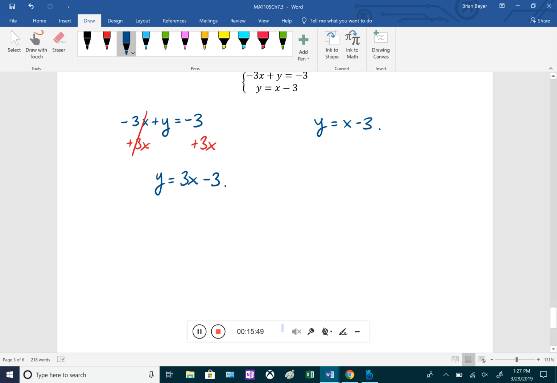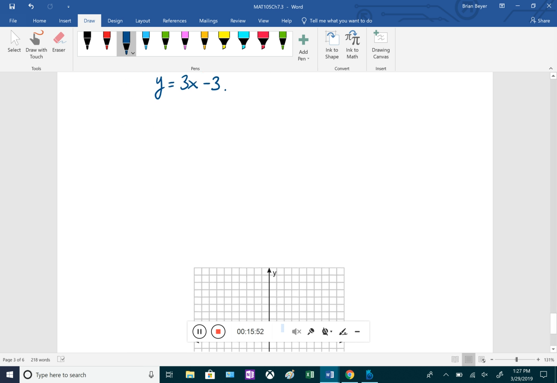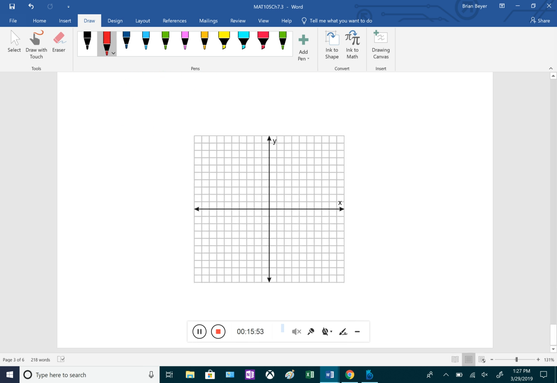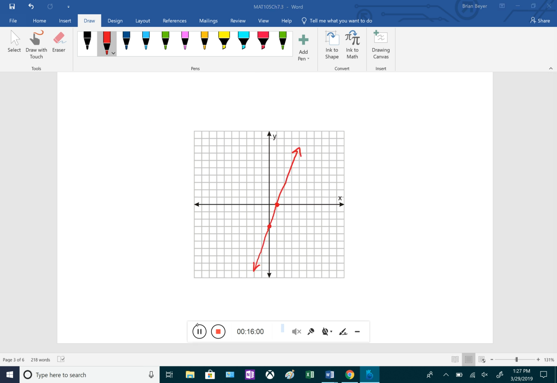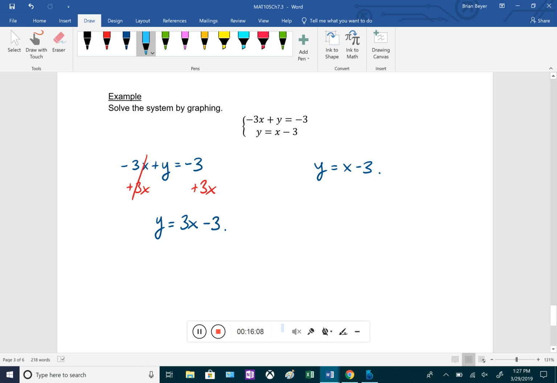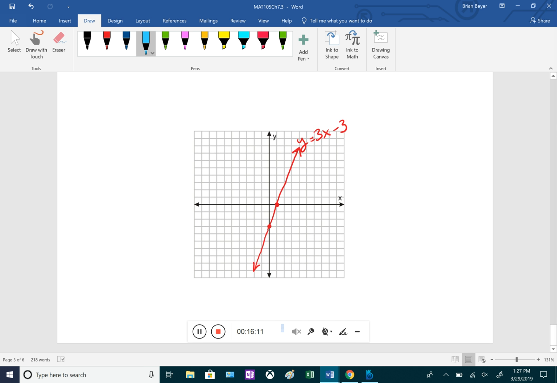So graphing the first one, y equals 3x minus 3. 3x minus 3, y-intercept of negative 3, slope of 3. So it looks something like this. This is 3x minus 3. And next, for graphing y equals x minus 3. X minus 3, y-intercept of negative 3, slope of 1, so up 1 over 1. So that'll look something like this.